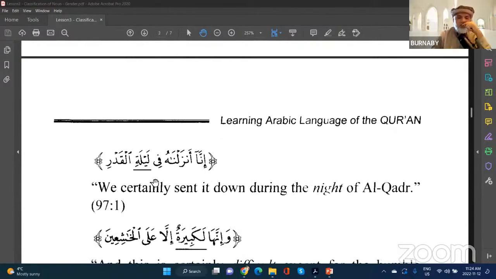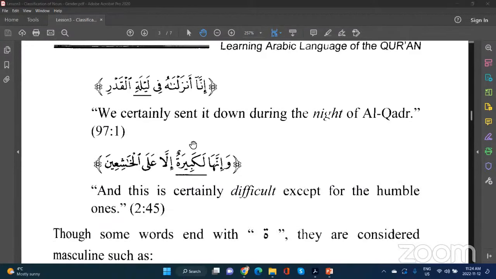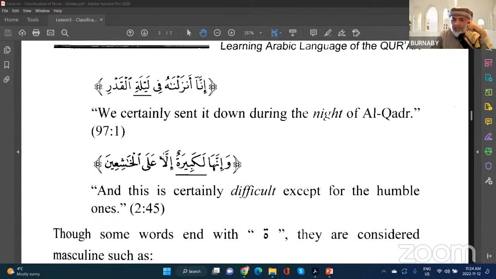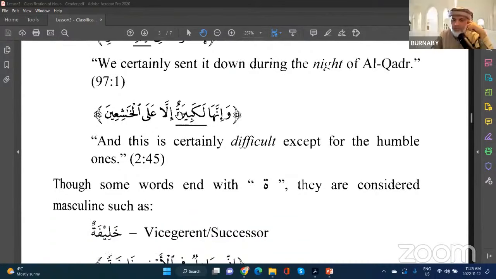Inna anzalnahu fi laylatil qadri, or laylatul qadr. Is Layla here muannas or mudhakkar? Muannas. Wa innaha lakabiratun illa alal khashi'in. So what is kabira here? Feminine. Muannas. Yes. Why? Because we looked at the ta marbuta.